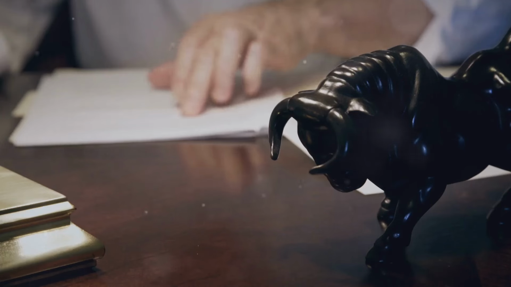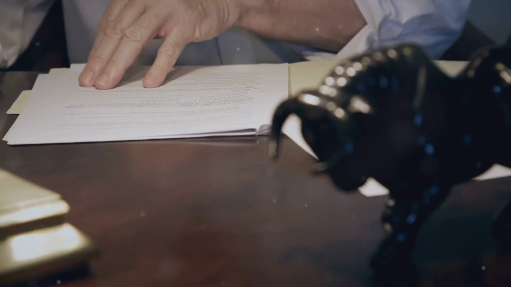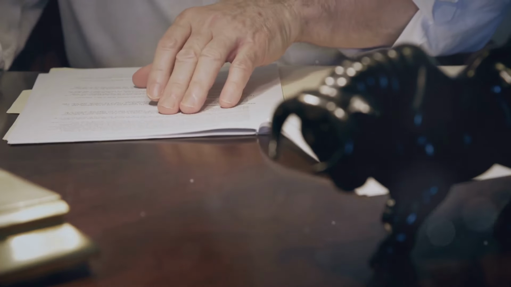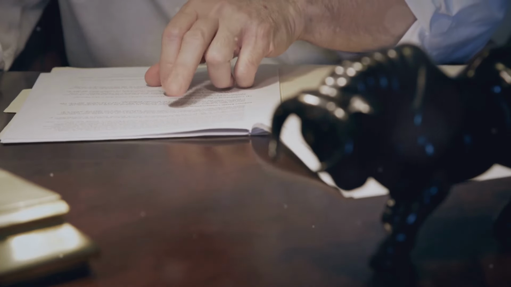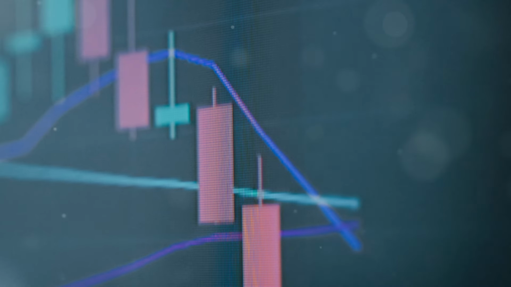Zigzag, 5-3-5. This is the most common type of correction. It is straightforward yet powerful in its implications. It consists of 3 distinct waves: a 5-wave decline, Wave A, followed by a 3-wave bounce, Wave B, and another 5-wave decline, Wave C. This pattern often signals a strong correction within a larger trend.